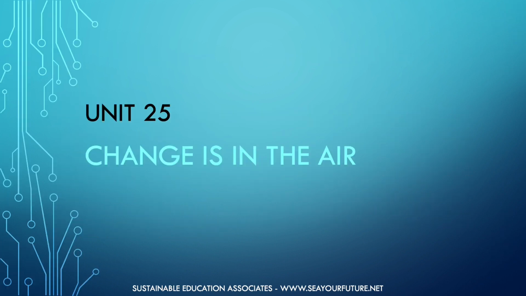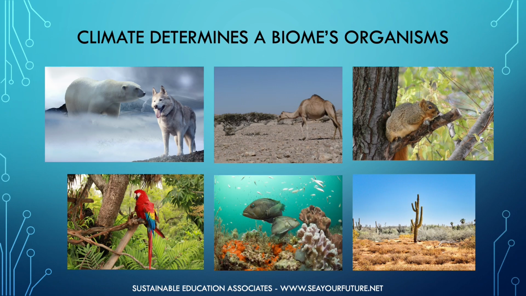Unit 25, Changes in the Air. You've probably heard a lot about global warming, or more appropriately termed, climate change. In order to completely understand this topic, it's important to remember that climate is the average weather conditions for a particular region, and that organisms live where they do because of the climate associated with their particular biome. If their climates change, plants and animals may no longer be suited for the new environmental conditions.